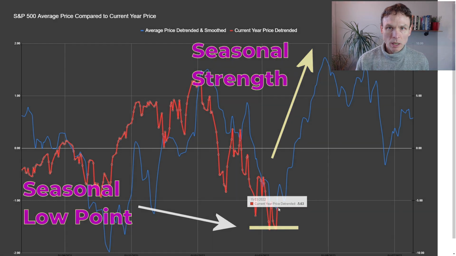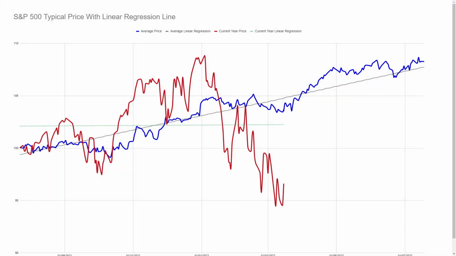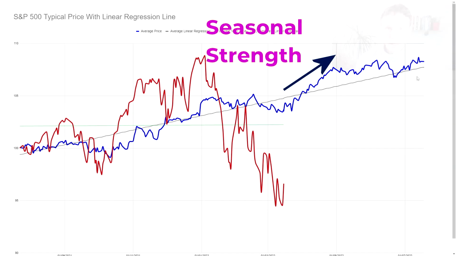Now, I'm showing you another chart here. This is still the S&P 500, but this shows you what is happening. You can see we have had a much weaker trend than normal. And you can see typically we'd expect to see strength. So it is not clear how this seasonal strength is going to play out this year, but over the next 6 weeks we should expect some tailwinds from the seasonal patterns.